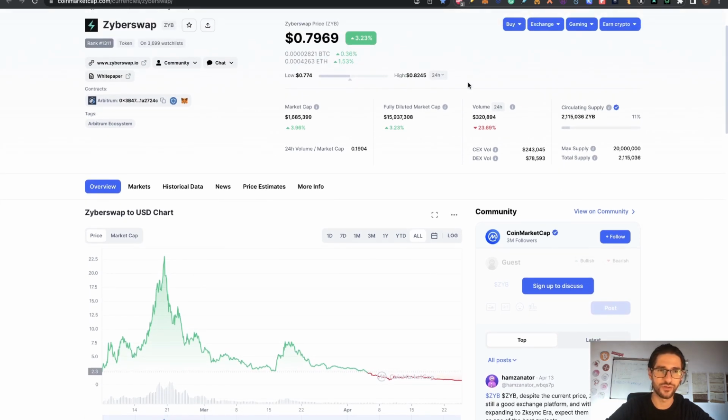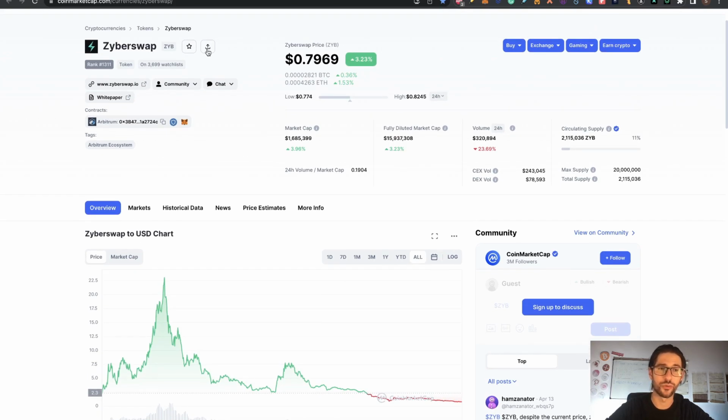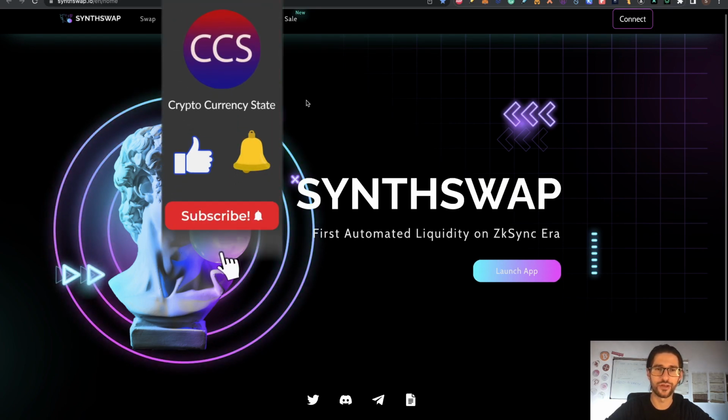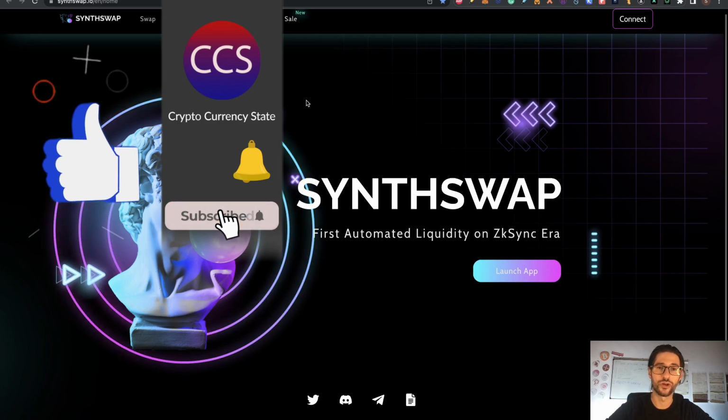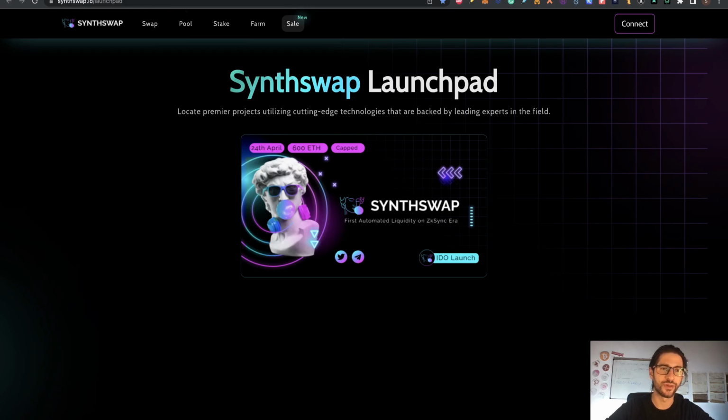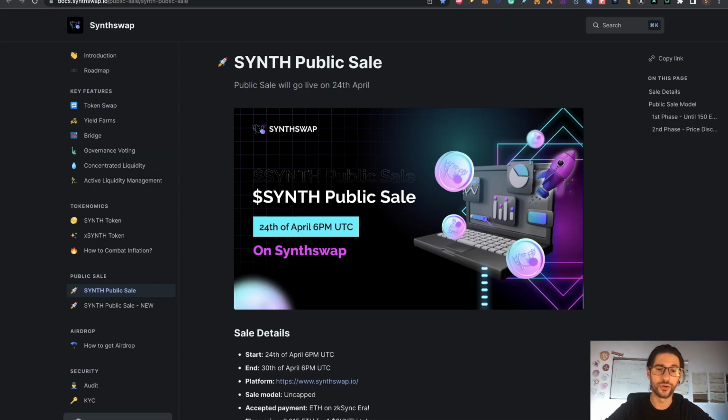Even seeing this chart, I think we have an opportunity to maybe have something similar with SynthSwap. If you go right now to synthswap.io, you will see this button to launch the app, but actually there's nothing here yet, so the app is not live yet. But what is live is that SynthSwap is in a pre-sale state on the launchpad of ZyberSwap. This already started on the 24th of April and will end on the 30th of April. So you still have 4 days to participate.